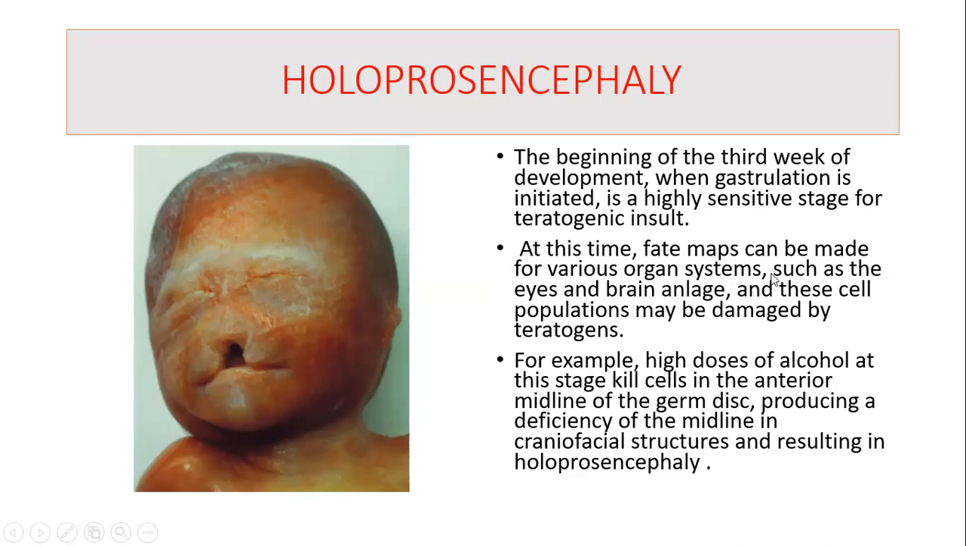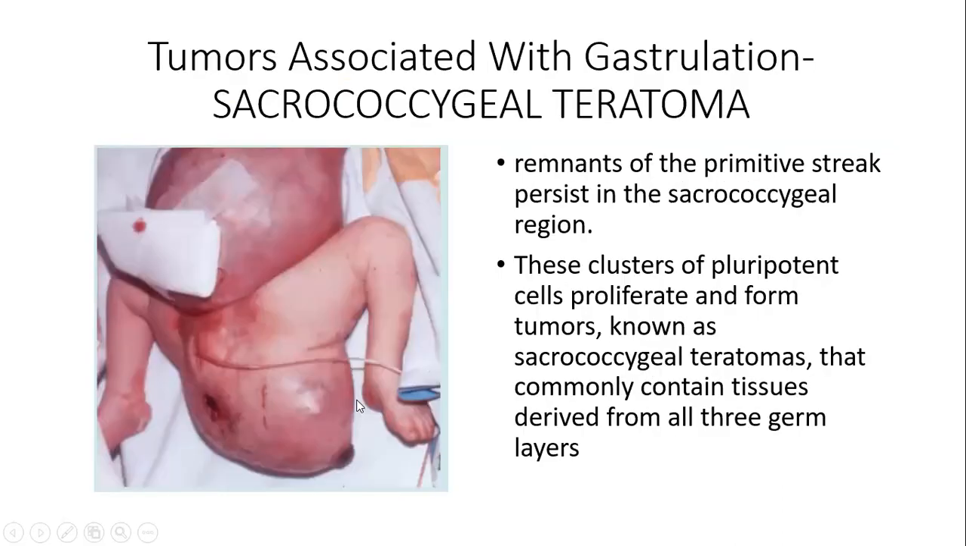So various organ systems are damaged. For example, eyes are not formed, the brain is damaged, and so the condition is known as holoprosencephaly.